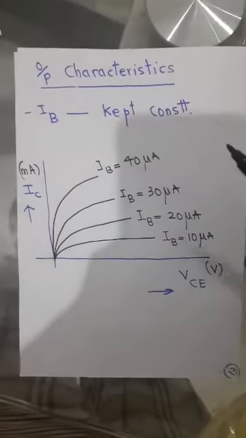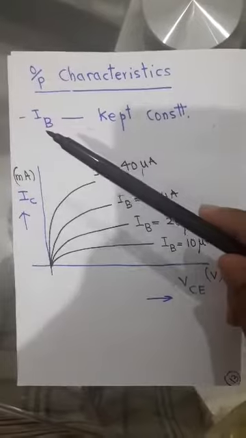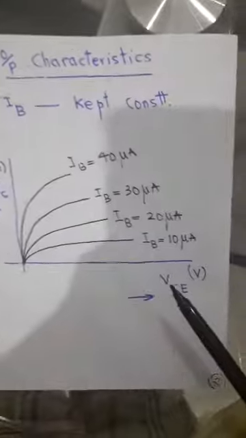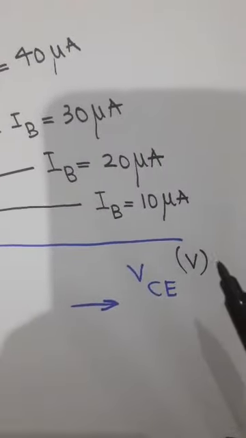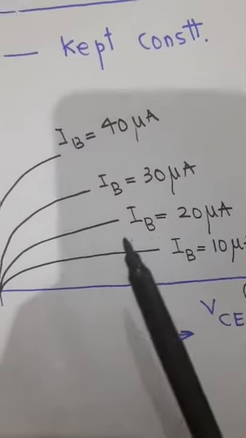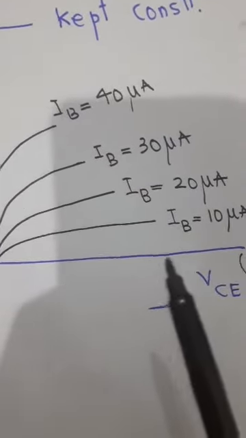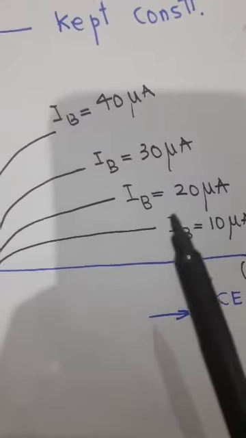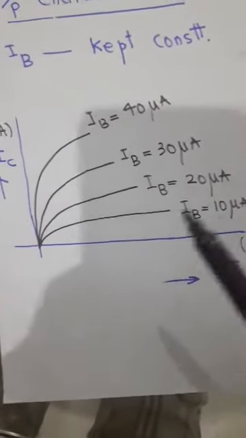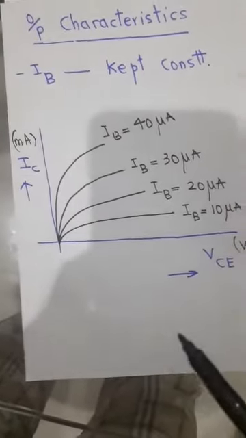Right. To draw output characteristics, IB is kept constant, and we draw a plot between VCE in volts and IC, and IC is measured in milliamperes. So we draw characteristic curves for different values of IB, and as we know these are different curves, and for a given value of IB we can compute different values of VCE and IC.